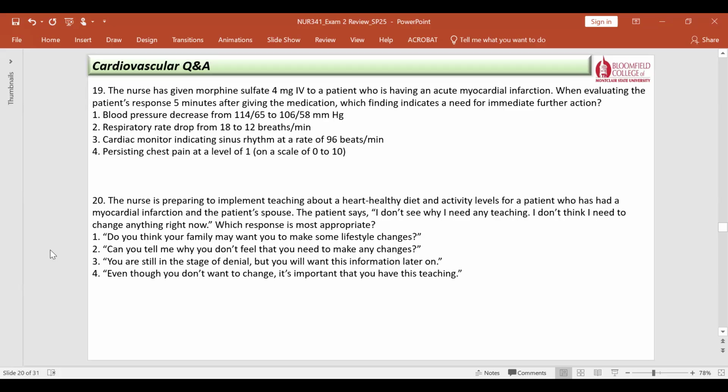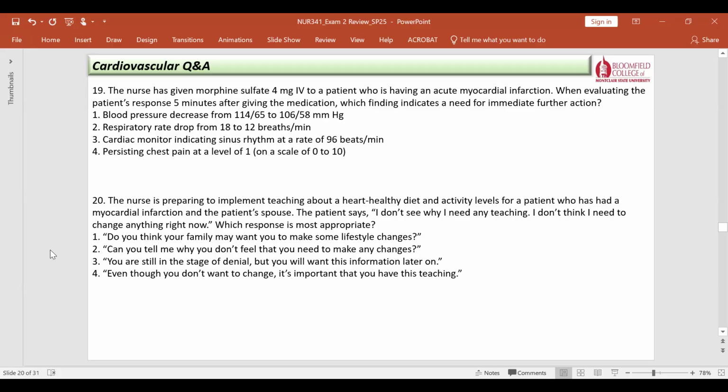Right. Can I give a rationale why 2 is the correct answer? I think it's just to understand why the patient is saying that. You're not brushing away their feelings, but you want to understand better and help them. Right. So this response acknowledges the patient's statements and asks for further clarification.